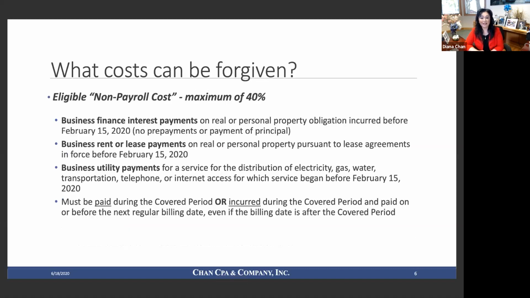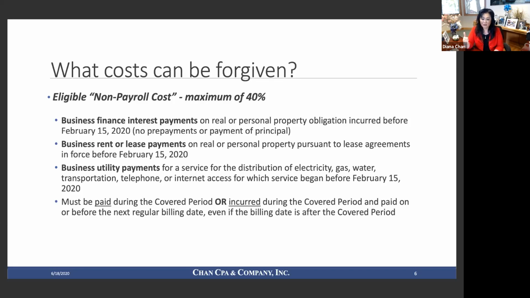I know this is getting much more complicated than you ever thought, right? I hear you. So that was the 60% rule of the loan. Now, the 40%, the maximum amount of the loan, can be used for non-payroll costs of the loan to be forgiven. What constitutes that? There's three different types of items.